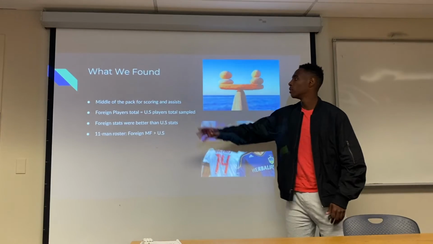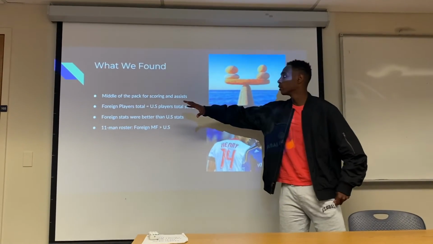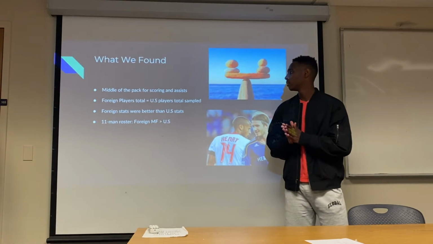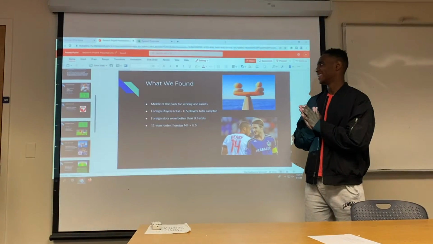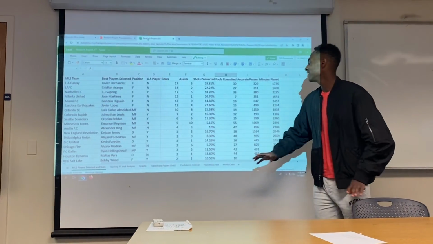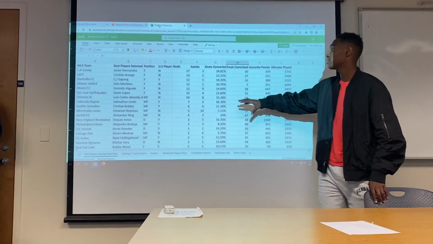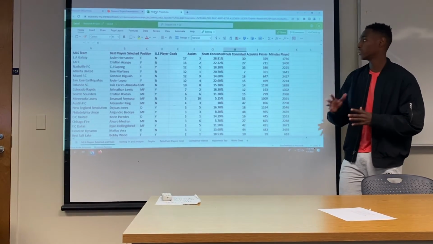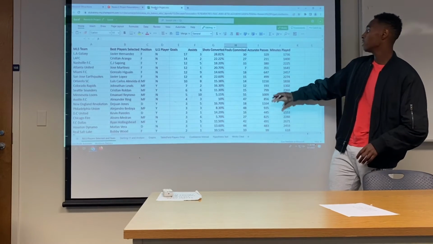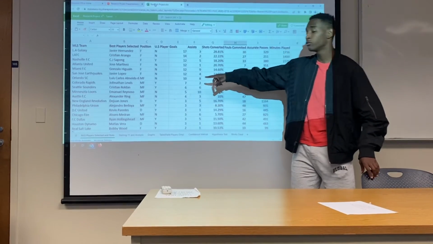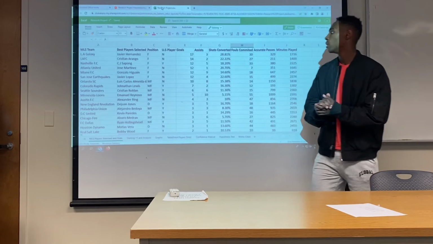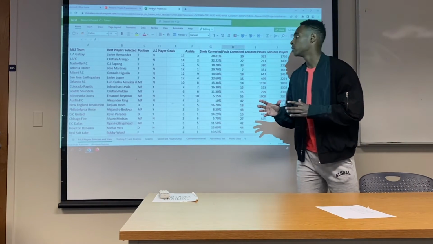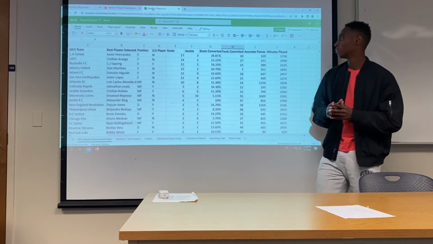So what we found is that midfielders are the middle of the pack for scoring and assisting. And if John can pull up the data here, we can see that midfielders do more passes than strikers. This is because we want to get the ball to the forwards so they can score. We can also see that they contribute to goals too, which is important because the role of the midfielder is not only to assist, but if possible, score.